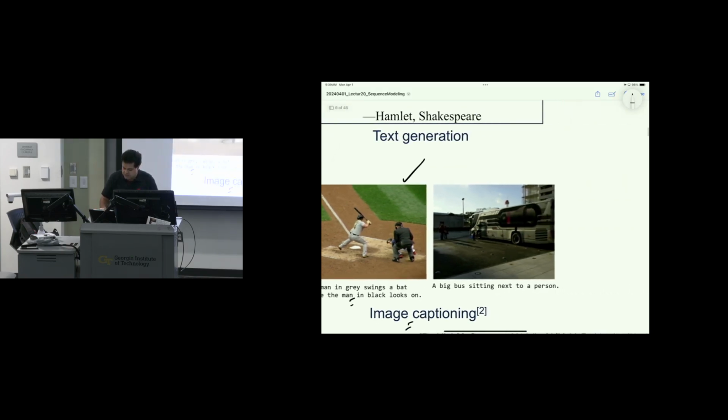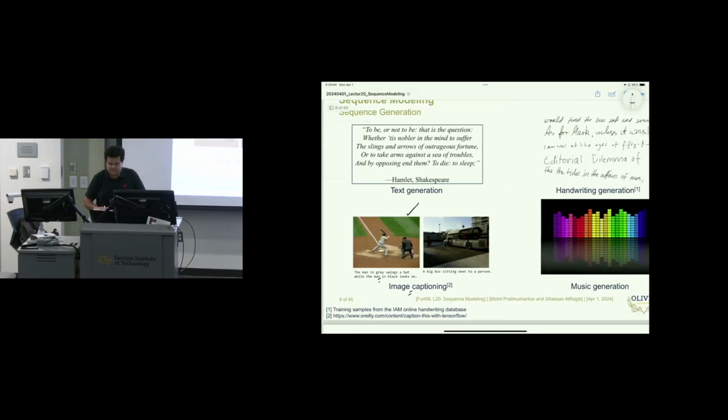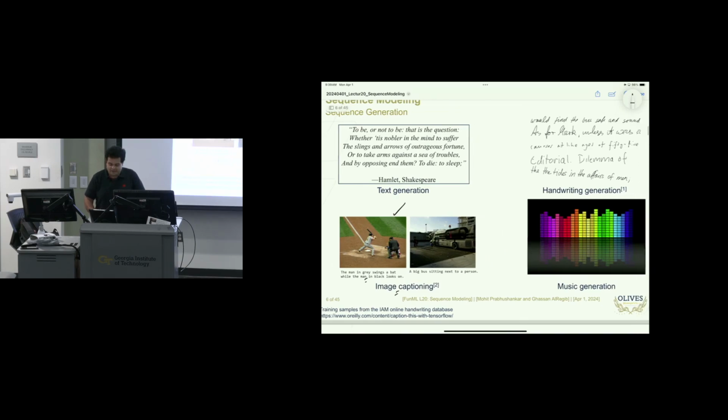Same thing here as well. On the right hand side, a big bus sitting next to a person. Maybe this is incorrect, maybe it should have been the opposite, a person sitting next to a big bus, but again, we are not discussing the validity of these captions. We are just discussing the fact that these are applications that can be constructed based on sequence modeling.